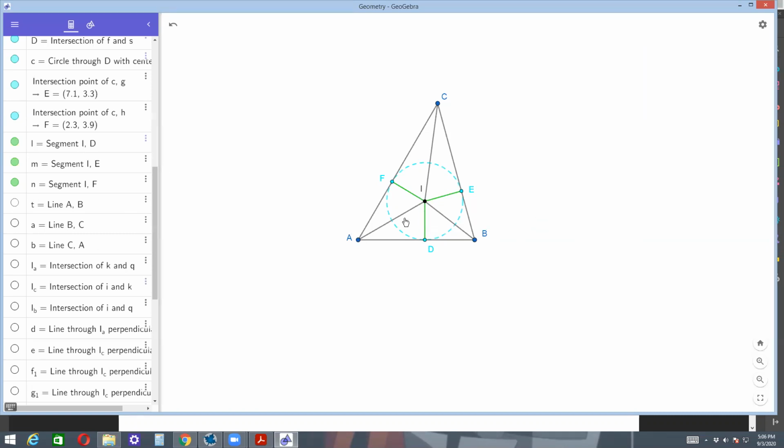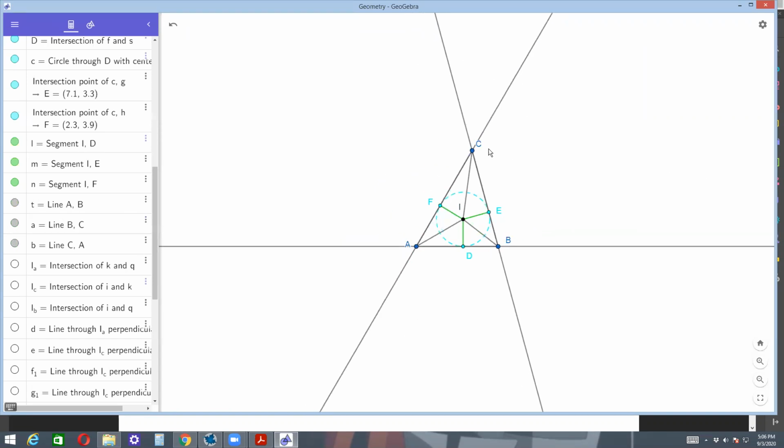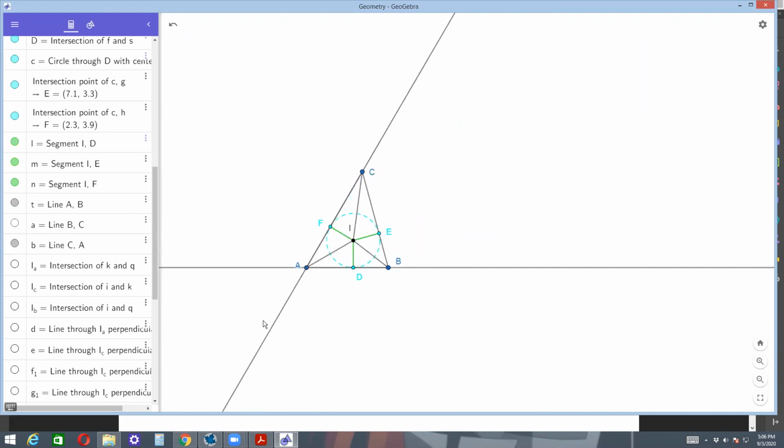Okay, now I had mentioned last time, but we didn't actually go into it, that there are also things called excenters. This is an incenter. There are things called excenters and excircles. So what I'm going to do is extend all of these sides. Which one do I start with? I'll start with A. So let me not extend this one yet. I'm extending AC and AB.